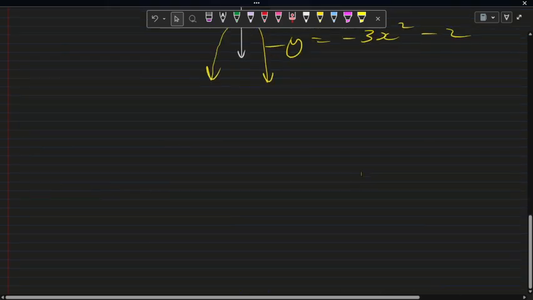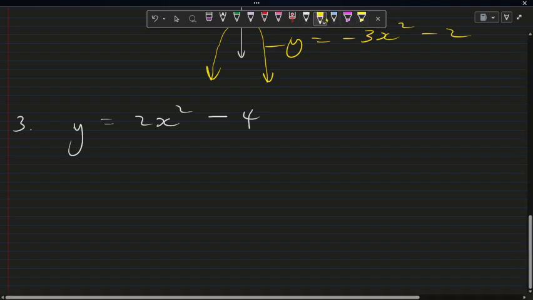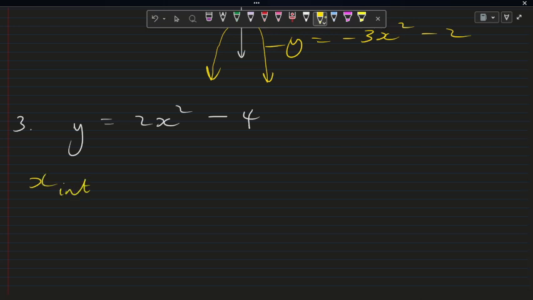Now let's do another example whereby there are actually x-intercepts. Let's say we have y is equal to 2x squared minus, let's say, minus 4. So for this one, let's determine the x-intercept. To determine this, we must let y be equal to 0. And if this is the case, then we can do that.